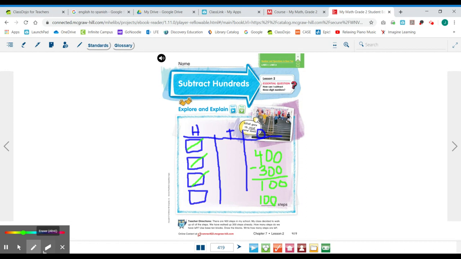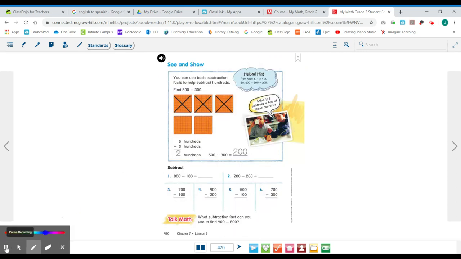When solving this problem, something I can do to think about is looking at familiar numbers. I know 4 minus 3 equals 1. So then I know 400 minus 300 equals 100. All I'm doing is putting my zeros back in once I subtract. So now let's look at some problems together. We can use basic subtraction facts to help us subtract hundreds.